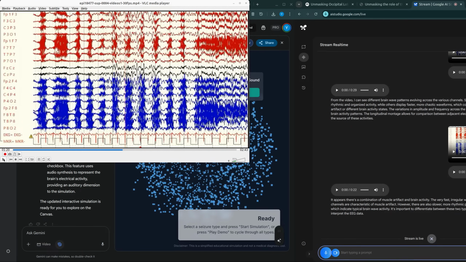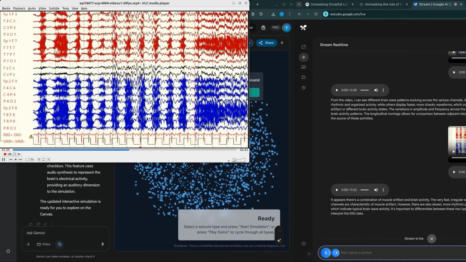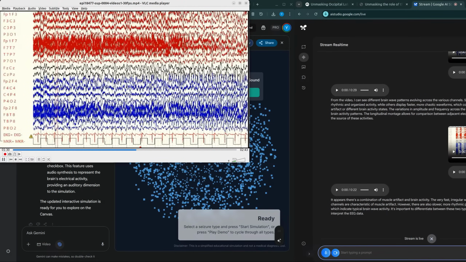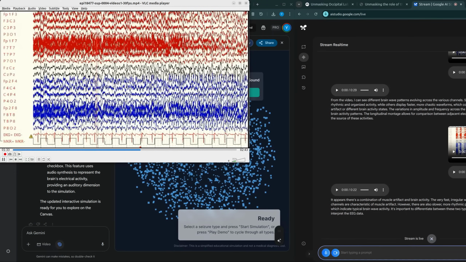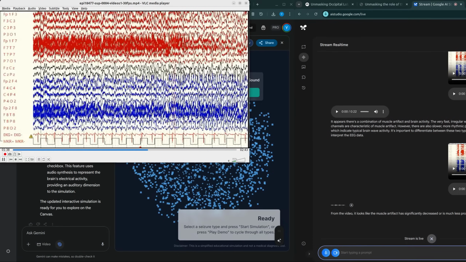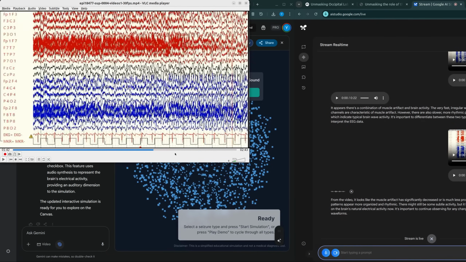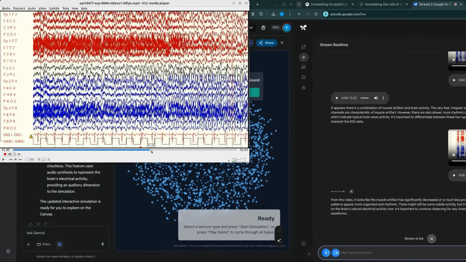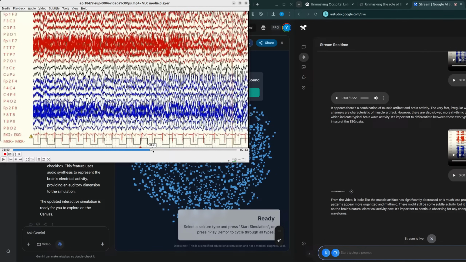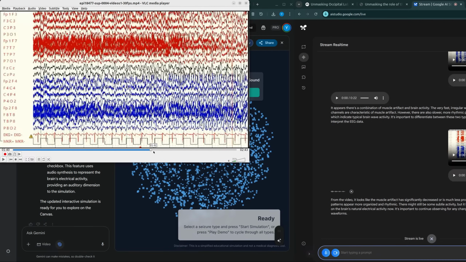Okay, I'll keep playing the video. What's coming? Can you tell if potentially there is no more EMG? Is there anything else going on? Can you tell? From the video, it looks like the muscle artifact has significantly decreased or is much less prominent now. The brainwave patterns appear more rhythmic. There might still be some subtle activity, but it looks like the focus is more on the brain's natural electrical activity now. It's important to continue observing for any changes or anomalies in the waveforms.